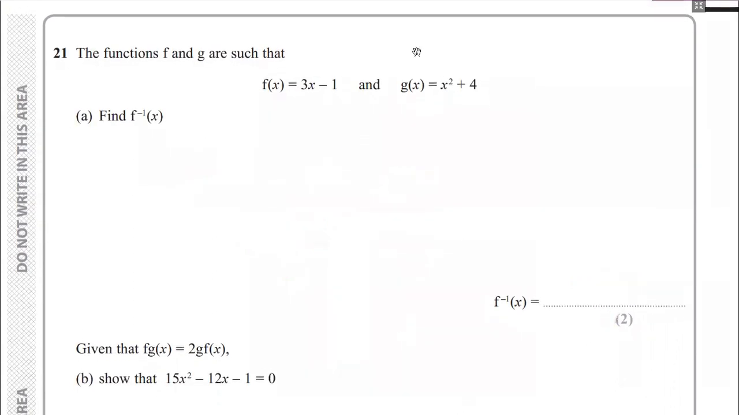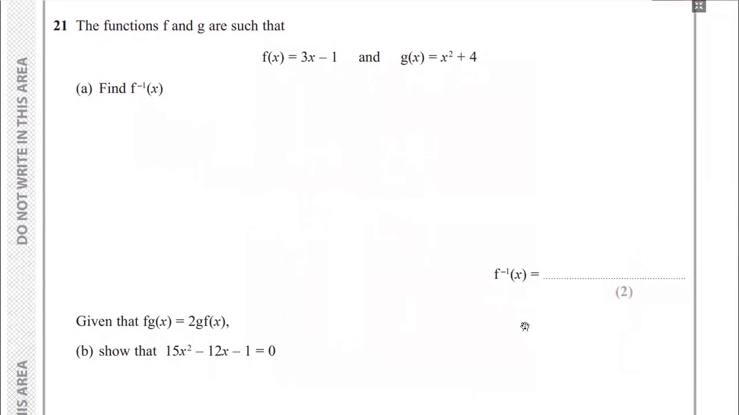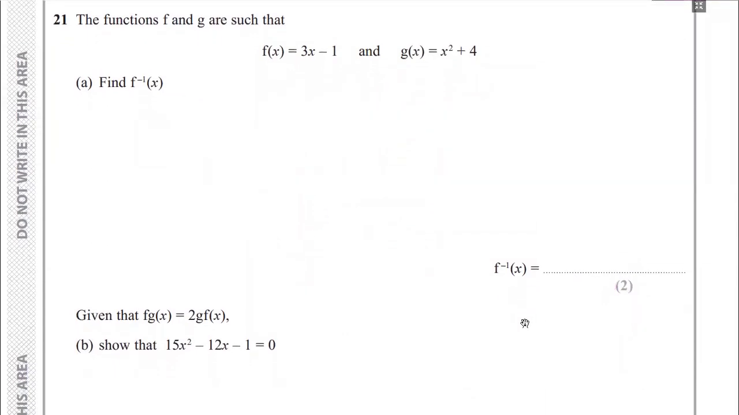Right. For part B, we need to show that if F of X is equal to that and G of X is equal to that, then FG of X is equal to 2GF of X can be written as 15x squared minus 12x minus 1 equals 0. So we are just going to do this. First of all, how can I work out FG of X? Guys, any idea?